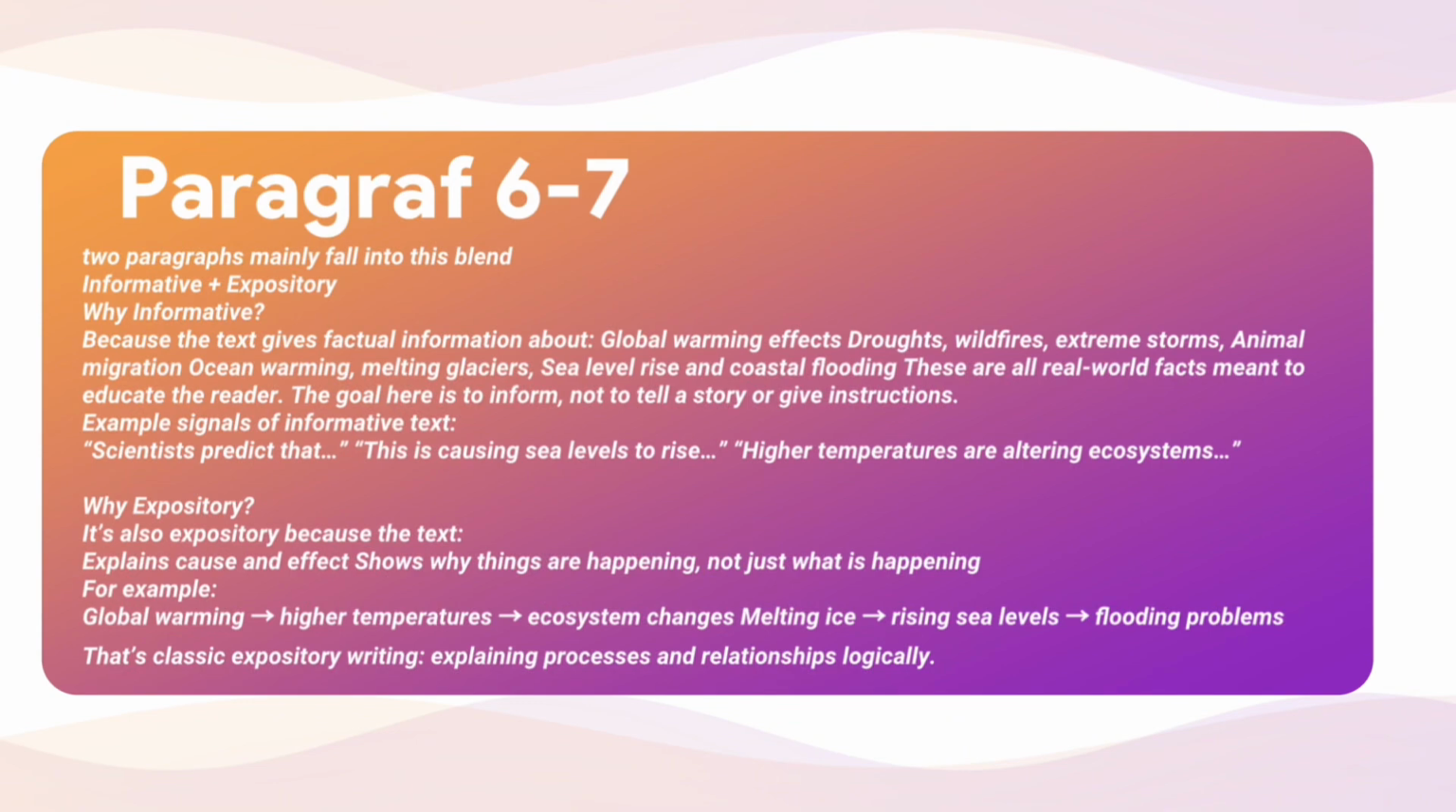Example signal of informative text. Scientists predict that this is causing sea level to rise and higher temperatures are altering ecosystems. Why expository? It's also expository because the text explains, shows why things are happening, not just what is happening. For example, global warming, higher temperatures, ecosystem changes, melting ice, rising sea levels, flooding problems. That's classic expository writing, explaining process and relationship logically.